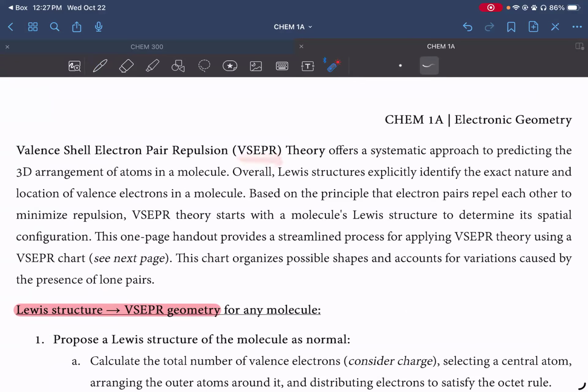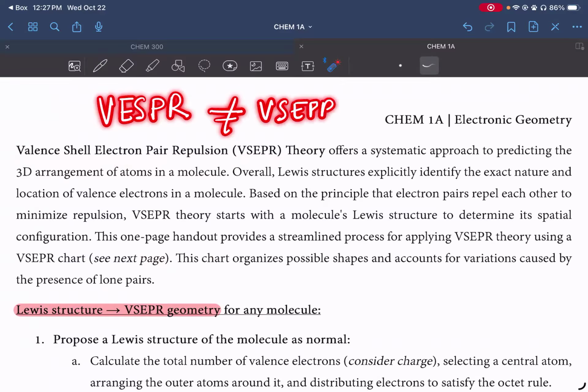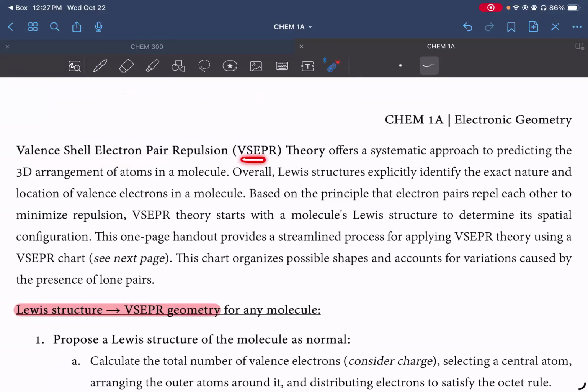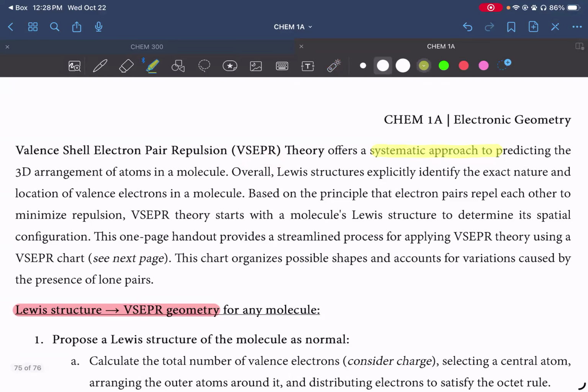VSEPR stands for valence shell electron pair repulsion. Now, you maybe notice how I've been pronouncing it. I've been pronouncing it VSEPR as in VESPR. It is, of course, spelled VSEPR. Ultimately, the pronunciation is very clearly understood when we refer to VSEPR, even if it's not spelled the way we sound, we know what we're talking about. So I will continually refer to this as VSEPR. VSEPR theory offers a systematic approach to predicting the 3-dimensional arrangement of atoms in a molecule.